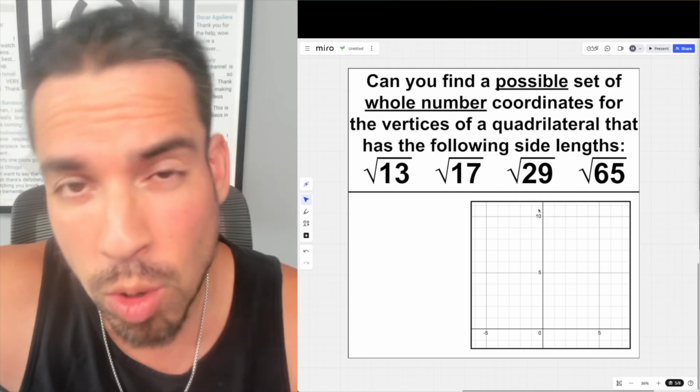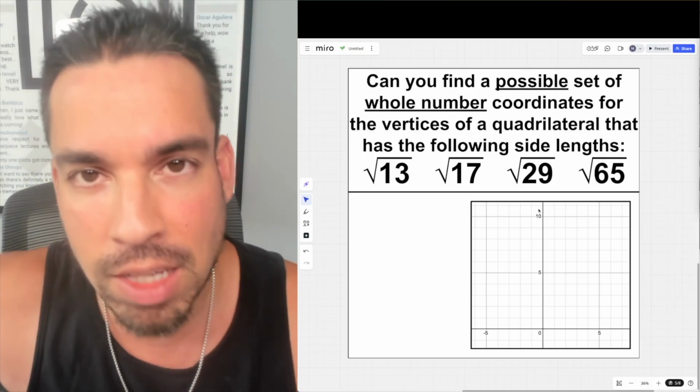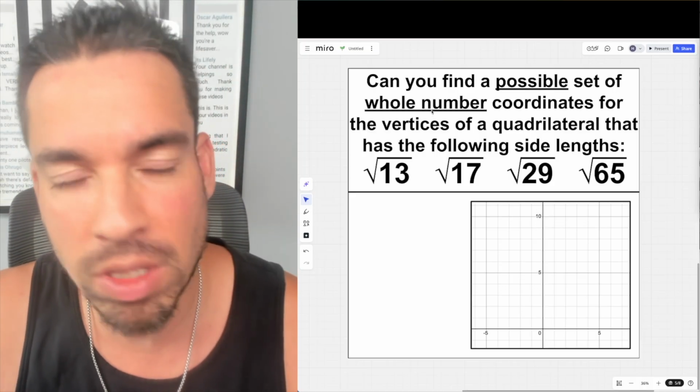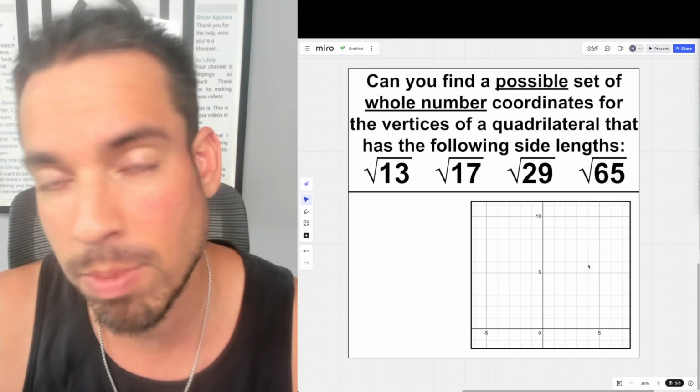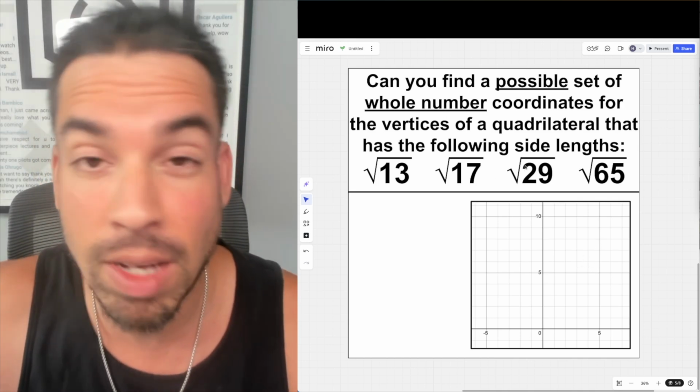So of course there's going to be multiple answers to this question, but I'm going to provide you one possible answer. And again, these coordinates have to be whole numbers. So we're not talking about square root of 2, square root of 3, anything like that. They should all be nice whole numbers.